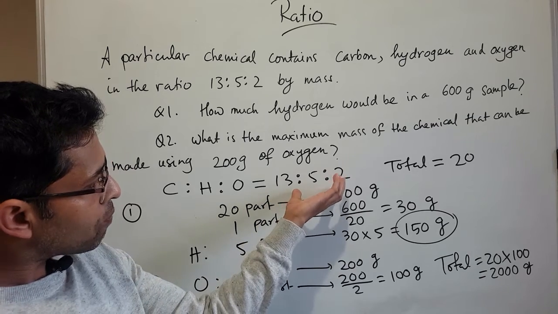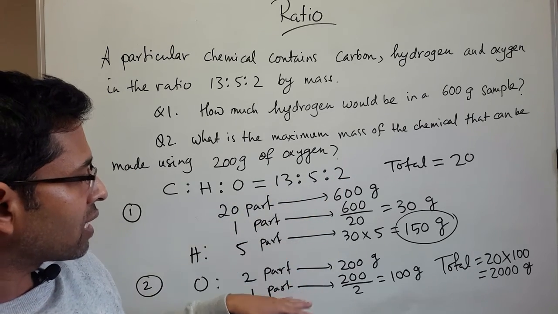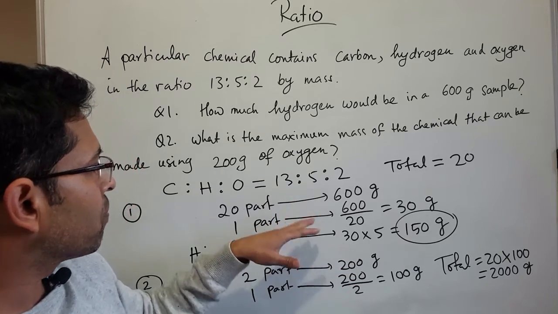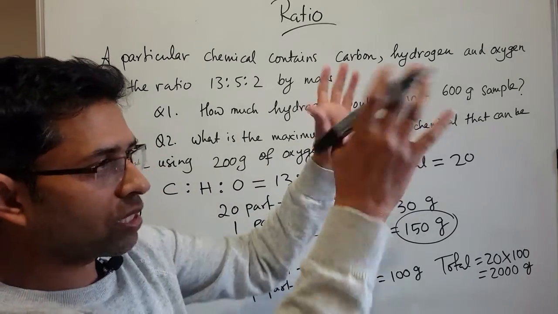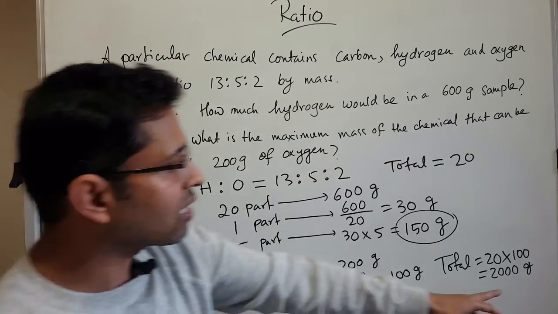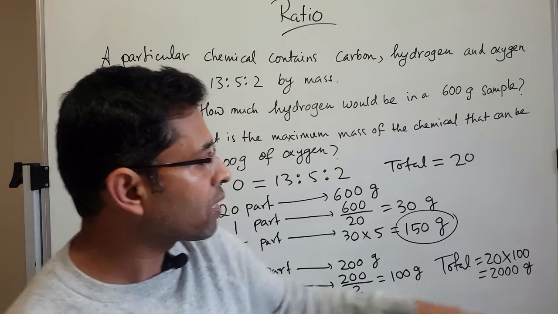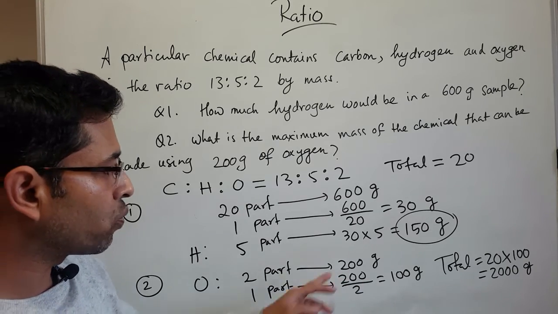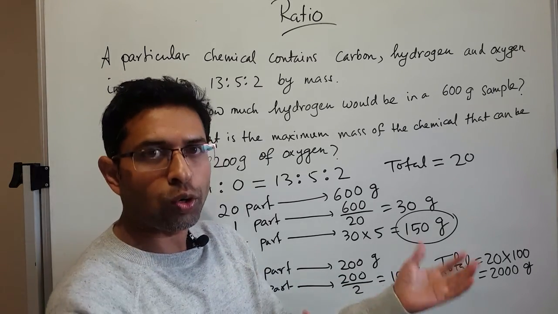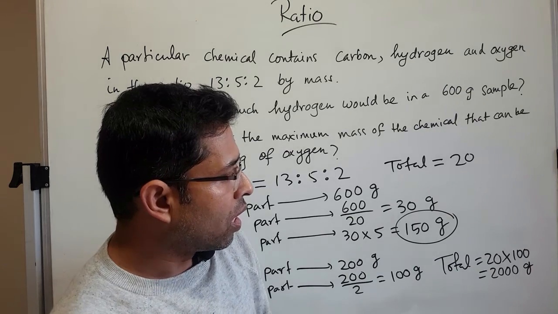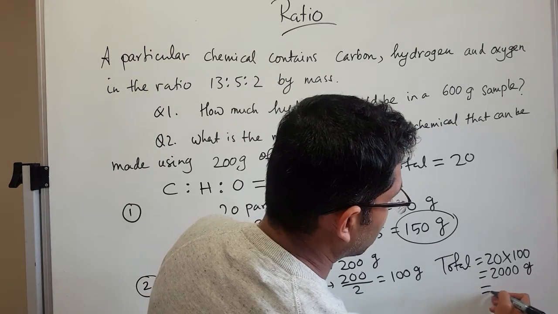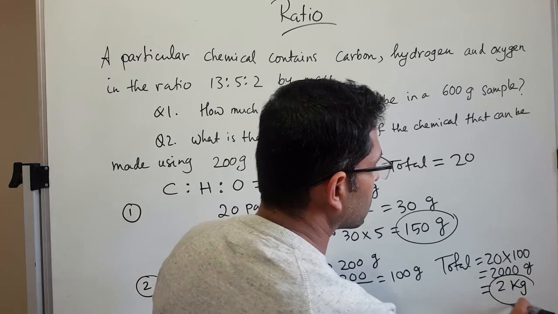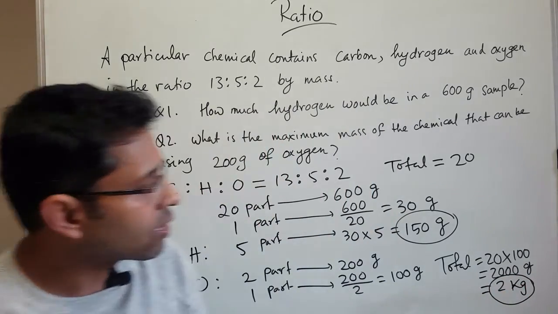So we are using the same proportion for both problems, but in the second problem the total amount of the whole sample is changed. Before, 600 gram was the whole sample, but now we are increasing the sample size to 2000 gram, because we are using 200 gram of oxygen, which gives the idea how much the total size of the sample would be. You can finally write down the answer in kilograms, as we know that 2000 gram is 2 kilogram. So this is the answer for the second question.